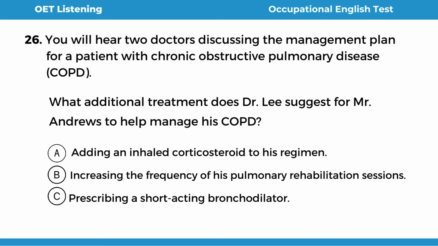He's been very diligent in taking his medication, and I reviewed his inhaler technique personally, and it's correct. Given his decline, I think we should consider adding an inhaled corticosteroid to his regimen. It could help reduce the frequency of his exacerbations. I agree. I was also thinking about referring him for a home oxygen assessment. His oxygen saturation levels have been borderline, and I'm worried about nocturnal desaturation.